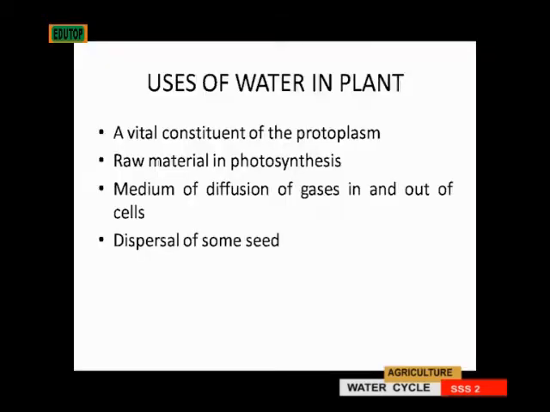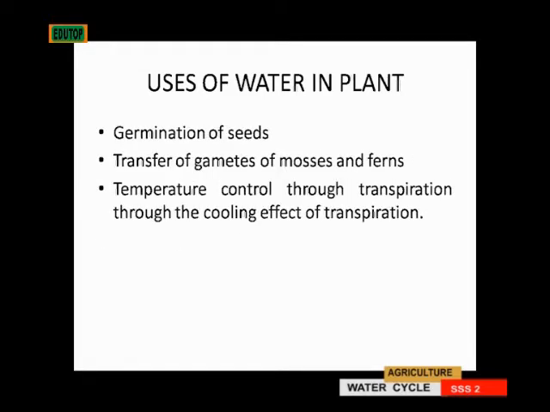Now, what are the uses of water in plants? One, it's a vital constituent of the protoplasm. Then it is a raw material for photosynthesis. Water is a medium of diffusion of gases in and out of the cells of the plants. Then water is used in dispersal in some seeds. It's also used for germination of seed. It is very, very essential. When there is no water, germination does not occur.